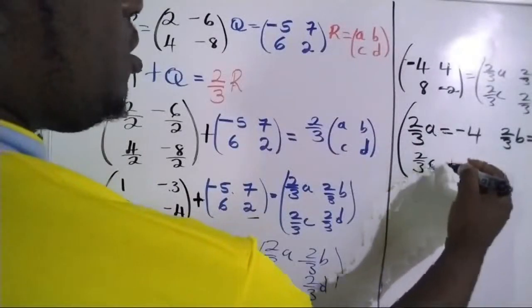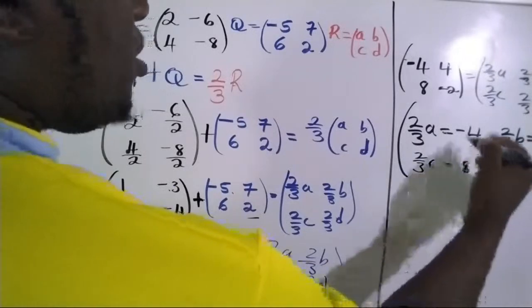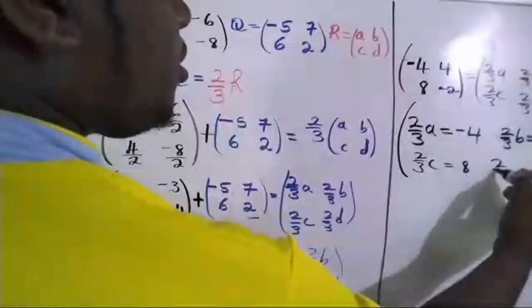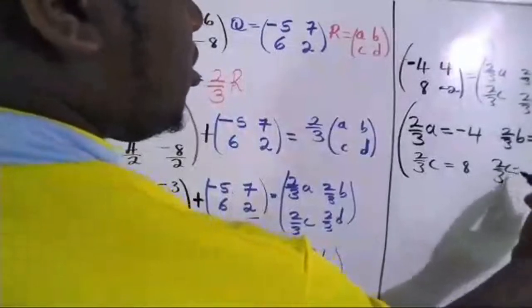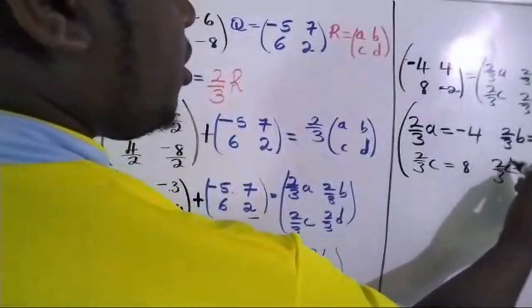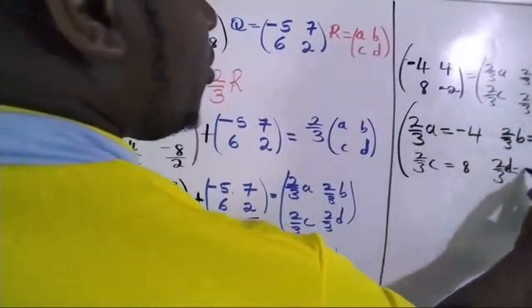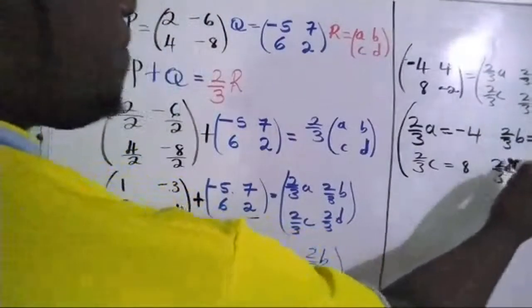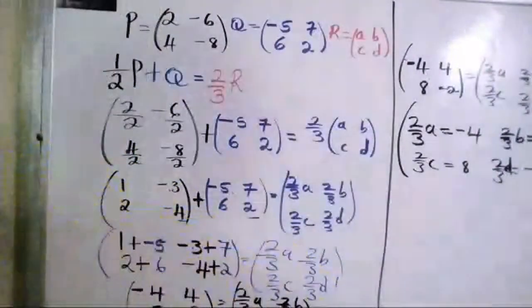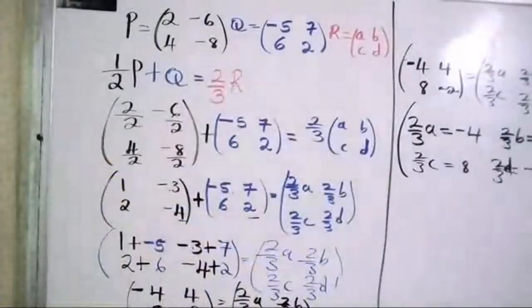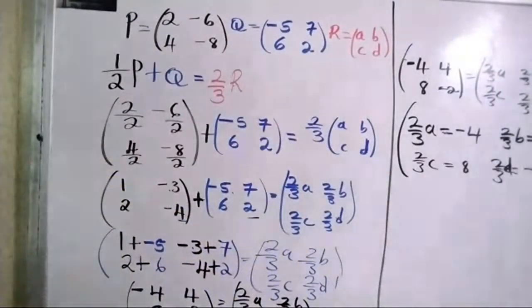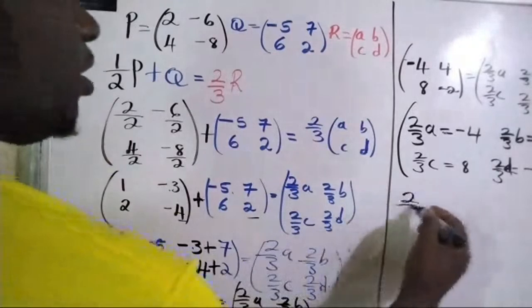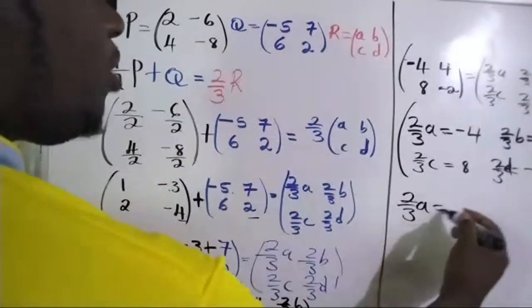2/3 C equal to 8. And 2/3 D equal to -2, right? So for each one of them, you're just gonna solve them separately. So we can take 2/3 A, so it's 2/3 A equal -4.